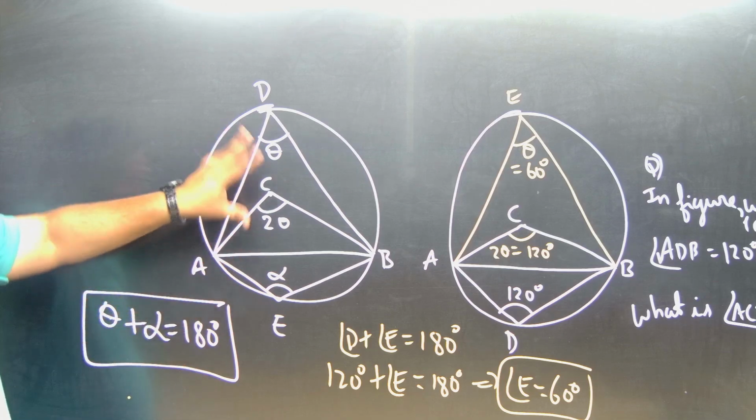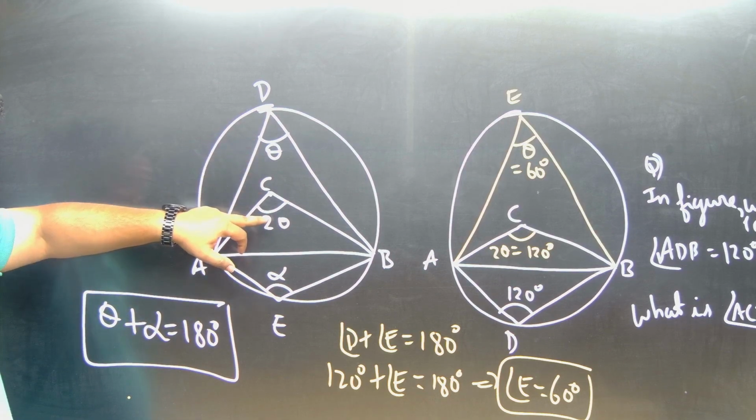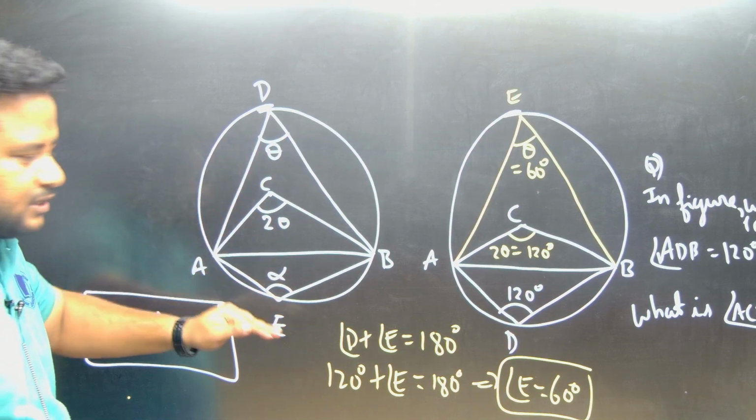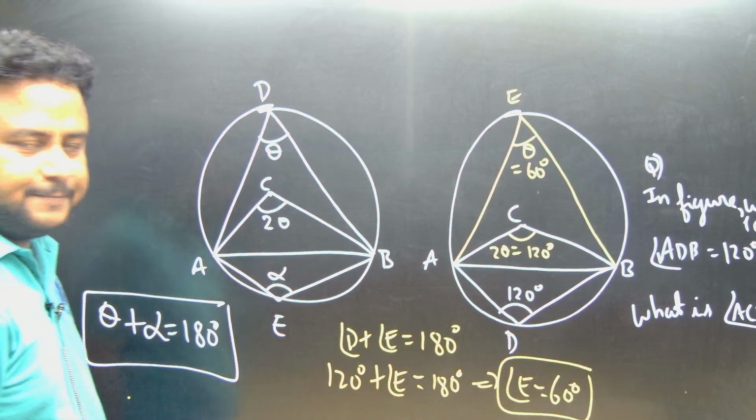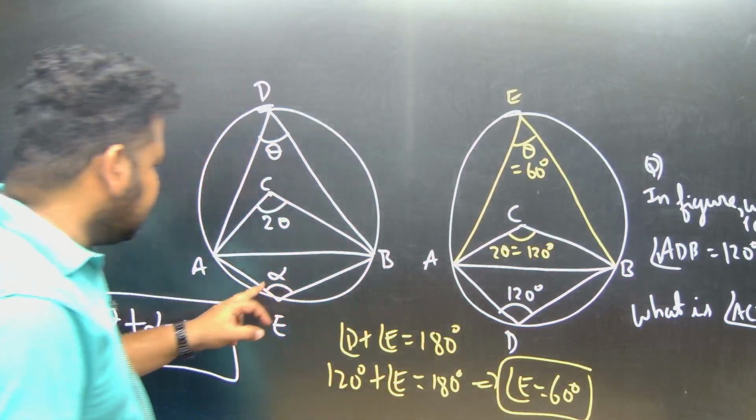Towards the center only you should take. If this is theta, this will become 2 theta. Towards the center only you must take. Below the chord, this will be different. So this angle plus this angle is equal to 180 degrees.